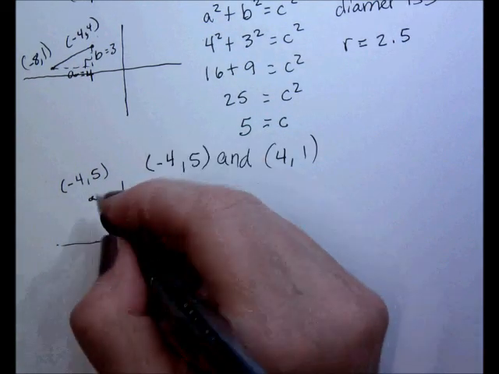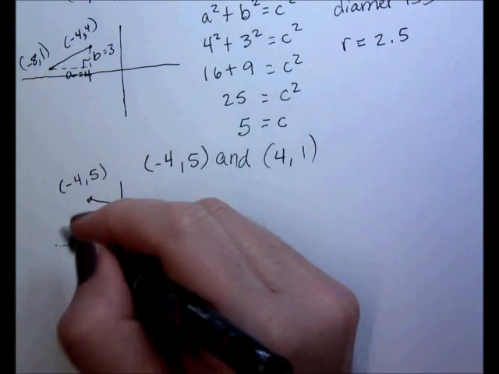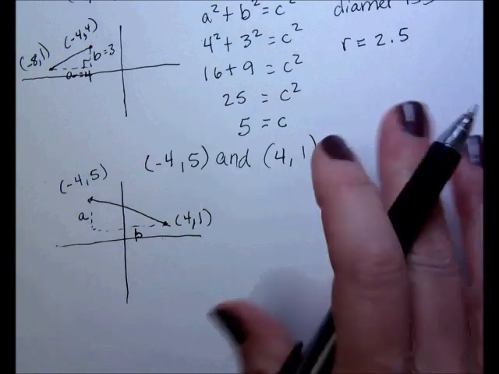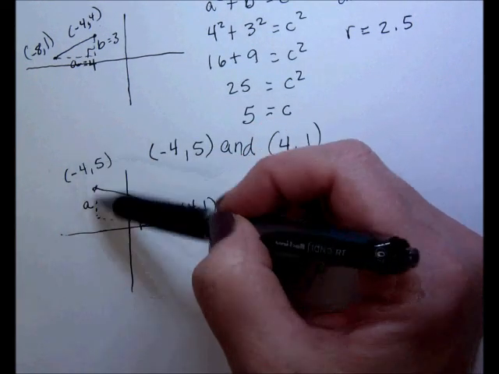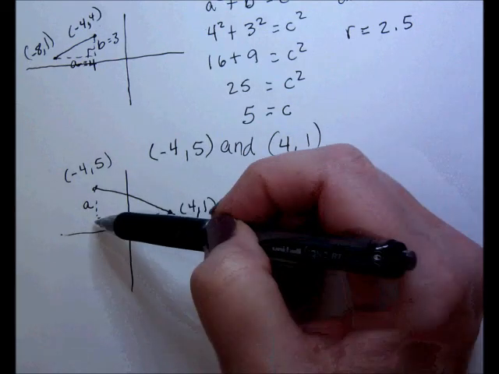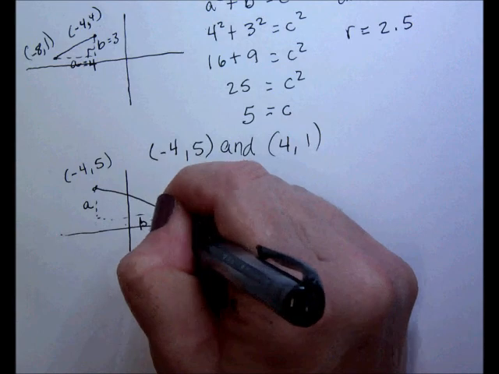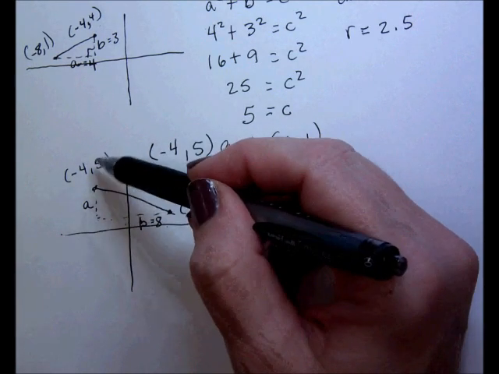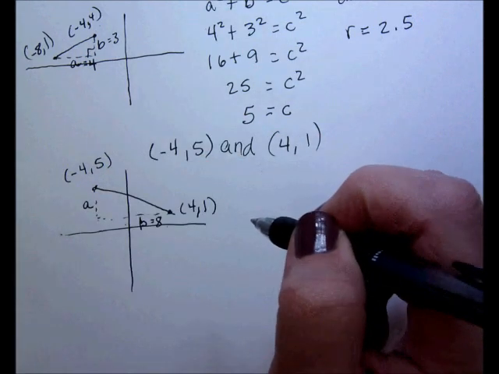So I'm going to make a right triangle. And if I can determine what a is and b is, I can solve for c using the Pythagorean theorem again. In this case, I am going from -4 to +4. So I have to go 4 spaces plus 4 more, so a is equal to 8. And then I'm going from 1 to 5, and so b is equal to 4.